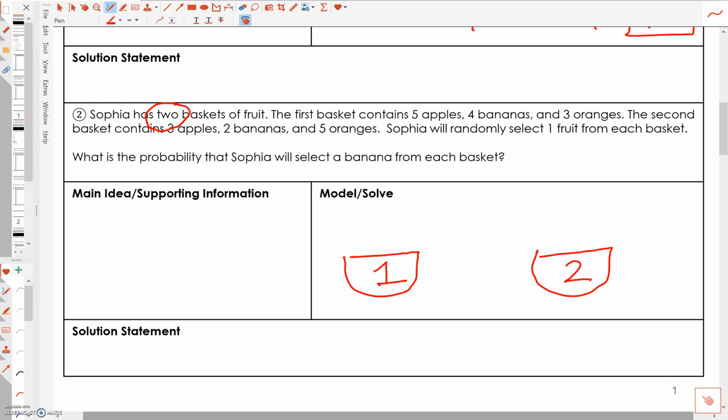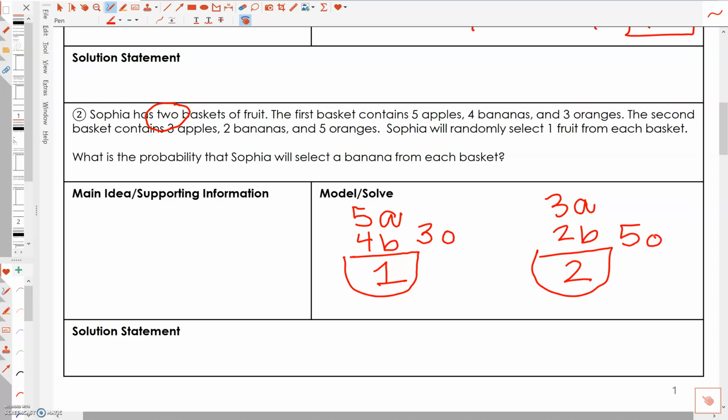We know that on basket 1 there are 5 apples, and I'll put an A for apples, 4 for bananas, and there are 3 oranges. All right, for basket 2 there are 3 apples, 2 bananas, and there are 5 oranges.